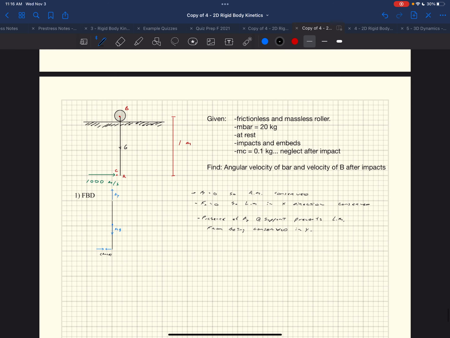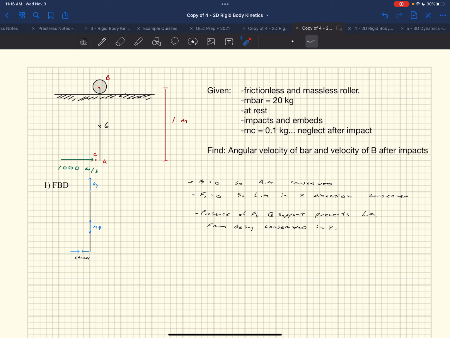Where would be a good point to talk about angular momentum about? What's that? B isn't good. Why isn't B good?